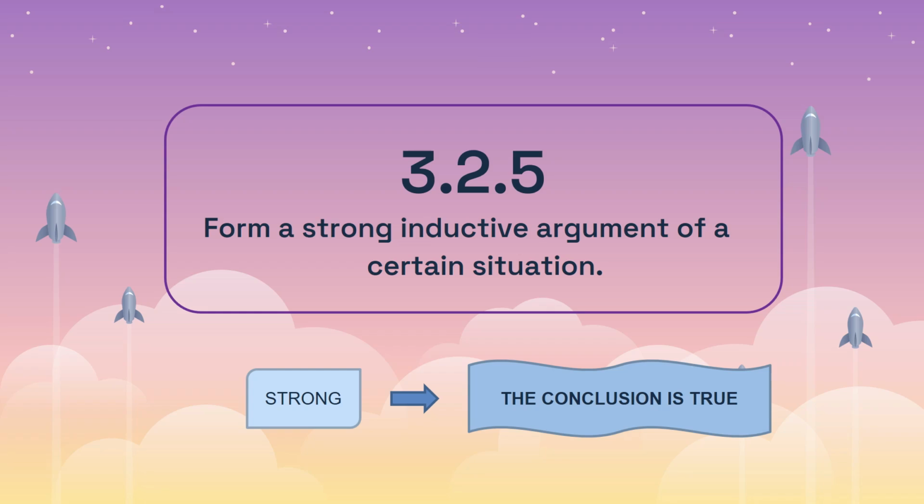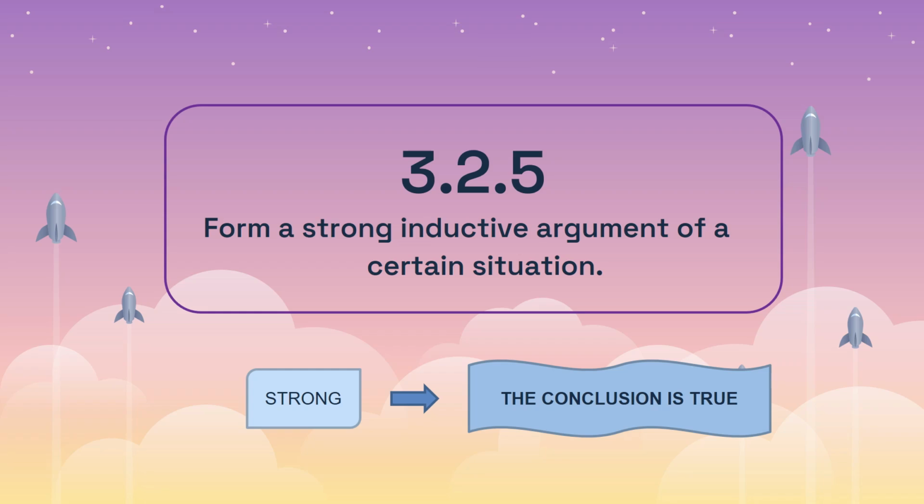Before, you already learned how to determine the strength of an inductive argument. What does strong mean? It means the conclusion is true. We also already learned the form of an inductive argument, which is from specific premises to a general conclusion. A strong inductive argument means the conclusion must be true.